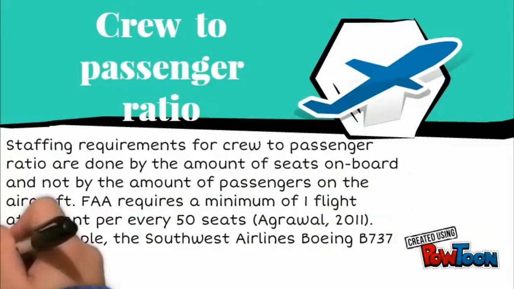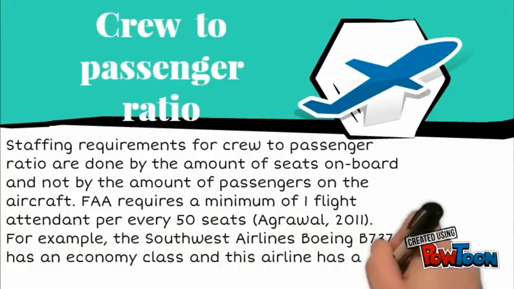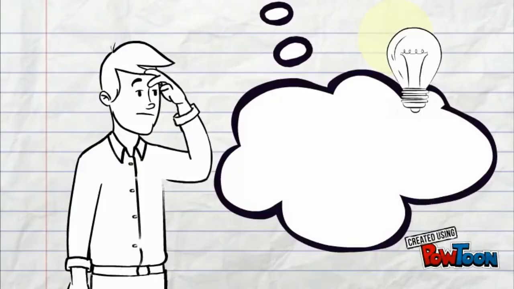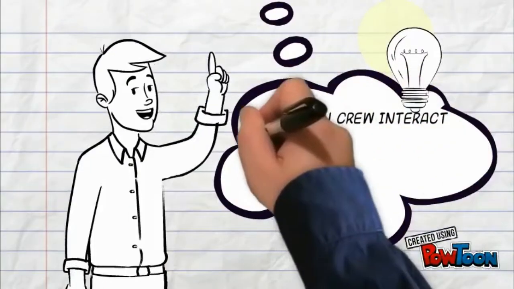For example, the Southwest Airlines Boeing 737 has an economy class. This airline has a total of 137 seats. Below are pictures showing 3 flight attendants that were assigned per 50 seats on the airline.